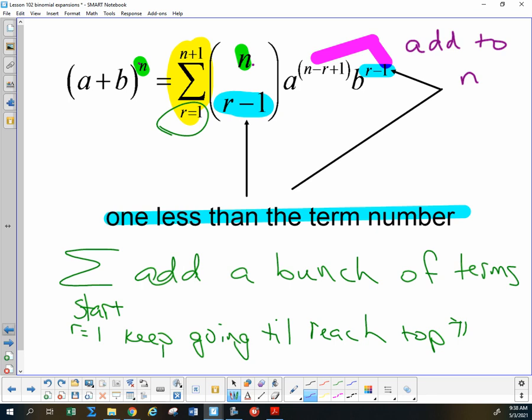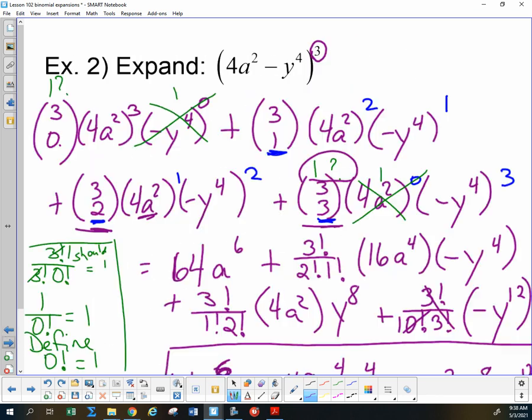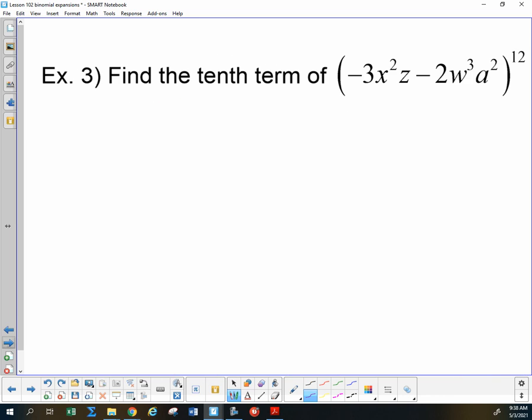Okay, let's do still another example here. I've got one more here. Okay, this one is just find a single term. We don't have to expand the whole thing out like that last one. I like these better. It's a whole lot less work. So this time we want to find the 10th term of something to the 12th power.